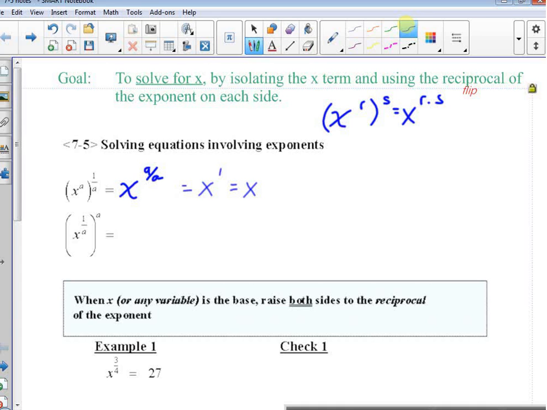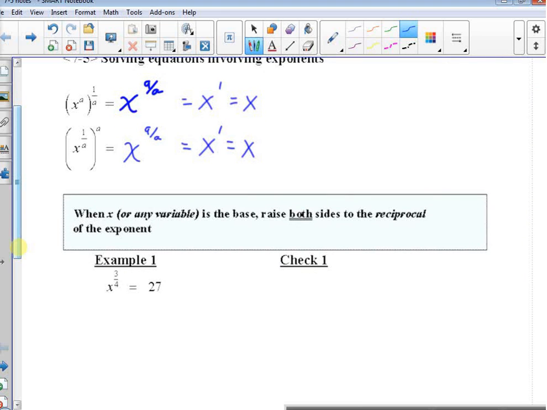X to the 1 over a raised to the a is also x to the a over a, because 1 over a times a over 1 is a over a, and that's also x to the first, which equals x. So when x or any variable is the base, raise both sides to the reciprocal of the exponent. So, for example, if you were asked to solve quantity 2x minus 98 to the 100th equals 0, would you want to multiply that out times itself 100 times? I know I would not.